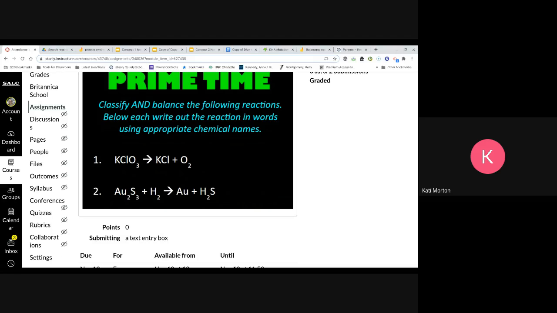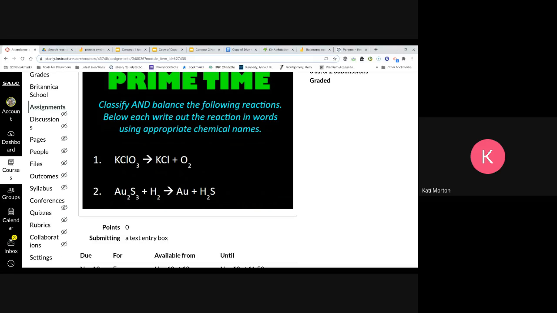Number 2, we're going to look at this equation. I have 2 things together plus 1 thing. And then I have 1 thing by itself with 2 different things together. And that's going to match my single replacement here. So for number 2, we're going to write single replacement. And then we're going to balance. So I'm going to erase on my board here.